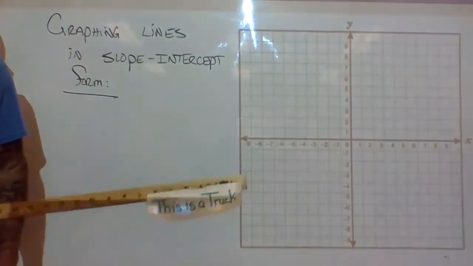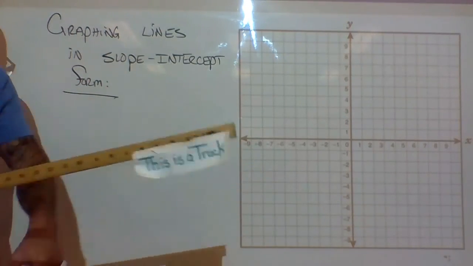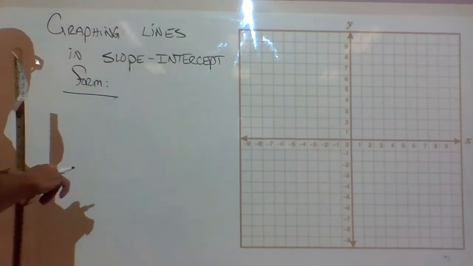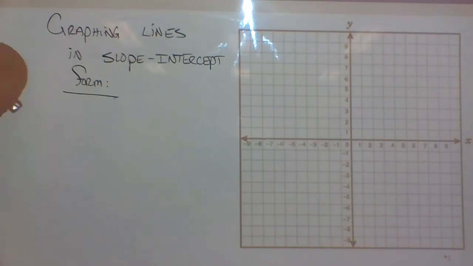Again, just so you know, I've got my meter stick. This is a truck. You'll understand that down the road. So we're going to graph lines in slope-intercept form. How do you go about doing that?